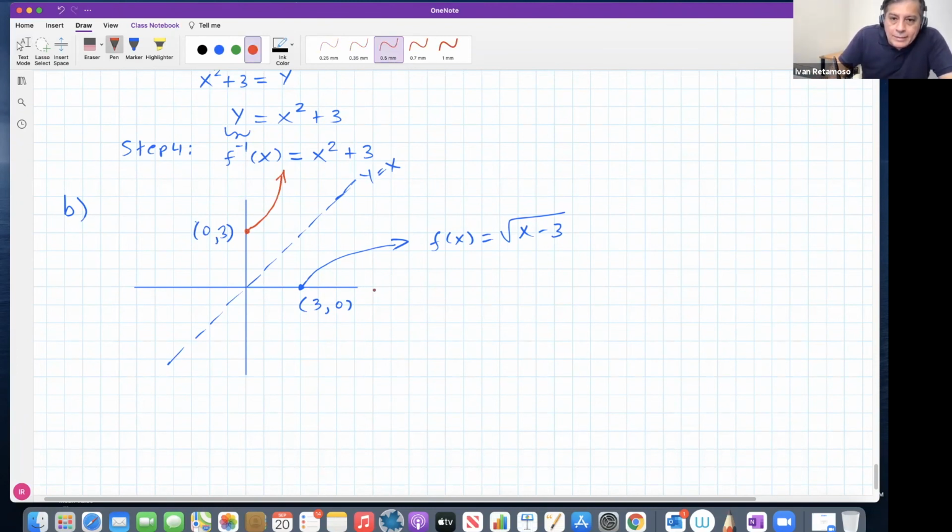Yeah, if you don't see it, you can take more points. For example, you can take this guy. This is 4, comma. If you put 4 here, 4 minus 3 is 1, square root of 1 is 1. This is 4, 1. Where is 4, 1 over here? At 1, 4, right? 1, 4. Follow, guys? You switch this here, this here, just like we did here. And then you connect the dots and it's the parabola.